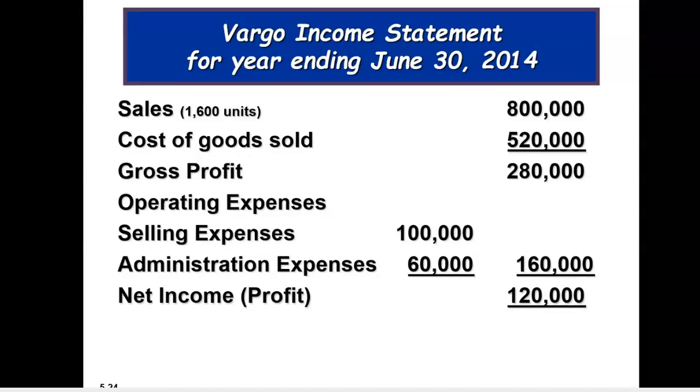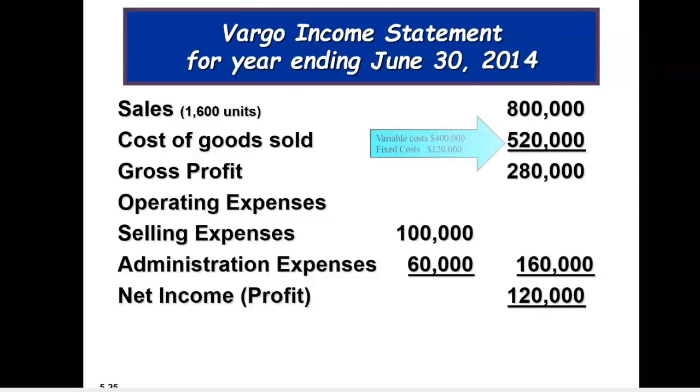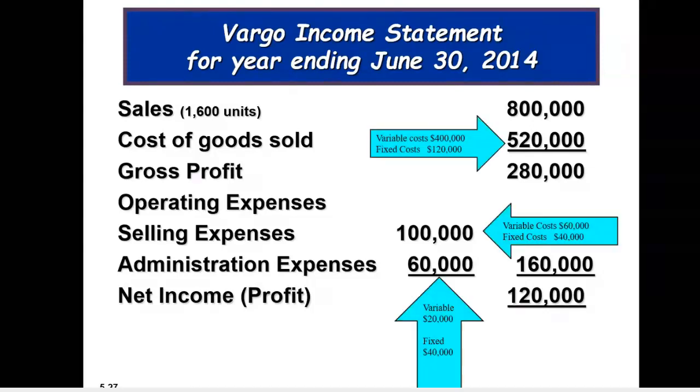It's designed to communicate operations to people outside the business so they know how well we're doing. But we are managers. We're inside the business, and the way this income statement is formatted is not very useful to us. Now that we know that there are fixed cost of goods sold expenses and variable cost of goods sold expenses, and the same with selling and admin, we reorganize the statement.